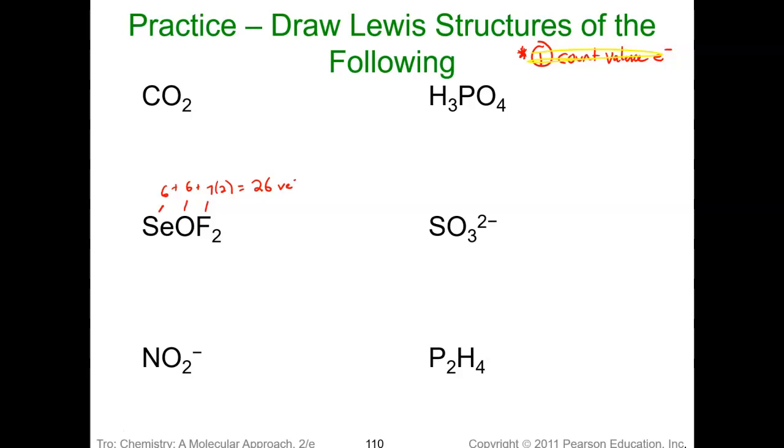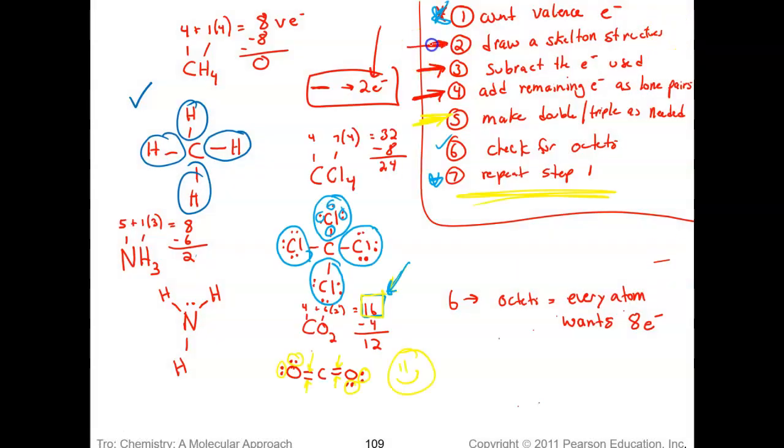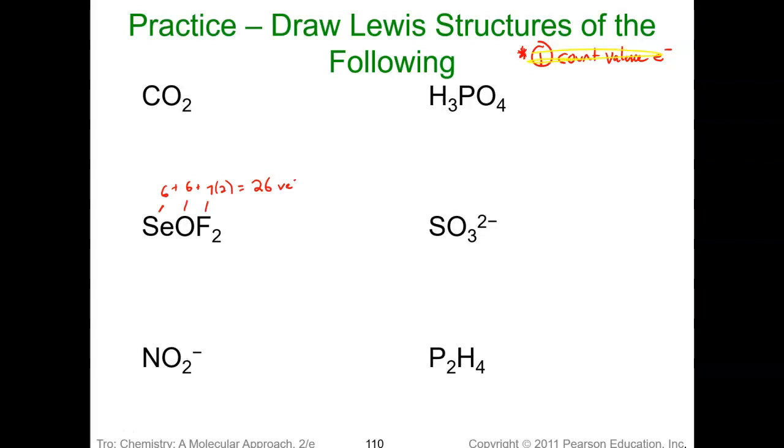Step 2, draw a skeleton structure. Again, we decided Se is the least electronegative, so it goes in the middle, and we put the rest of them around it. How do we put them around it? As long as it goes around it. I'm going to put an F there, and an F there, and an O there. Actually, I'm going to put the O down here, just so I have more room up there. Again, it doesn't matter as long as it goes around the Se.